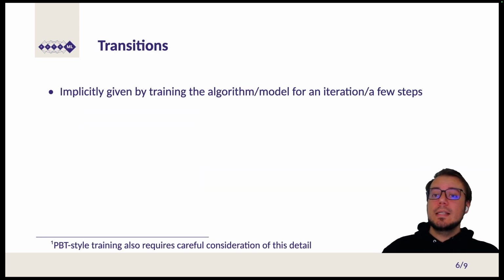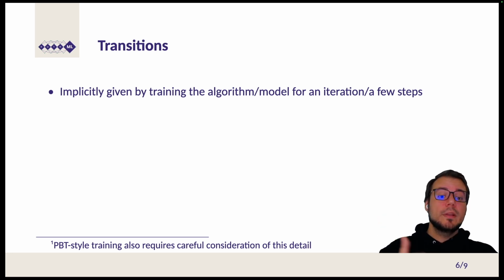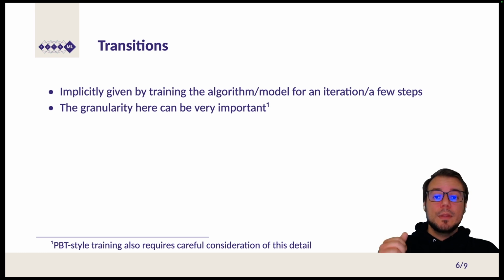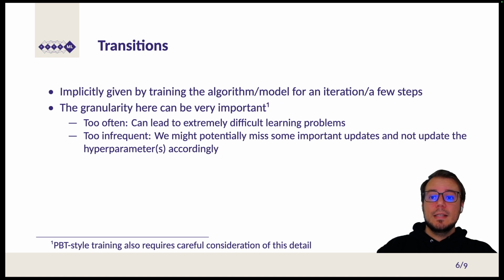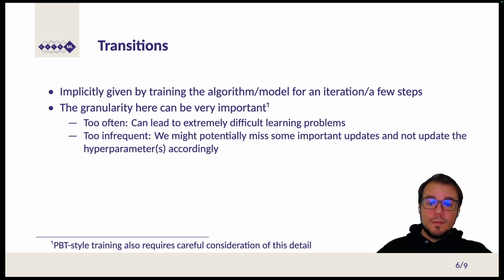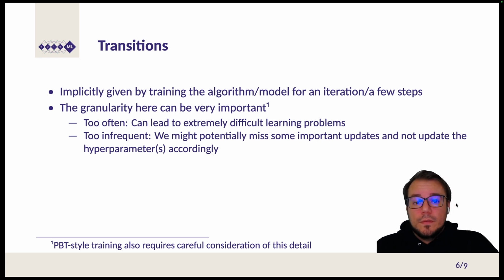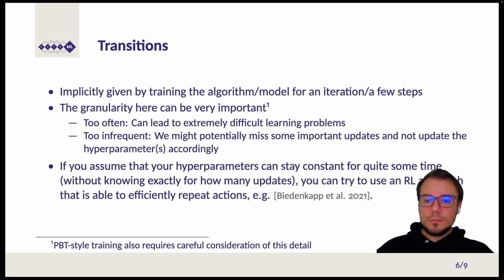The transitions are implicitly given by the training algorithm, and it's just the iteration for one step, for example, with a given hyperparameter setting. But the granularity with which you observe these transitions can be very important. So if you observe too often, it can make it very difficult to learn anything at all. If it's too infrequent, you might miss crucial points where you actually want to update your algorithm. So you might not necessarily set them to the best hyperparameter values accordingly.